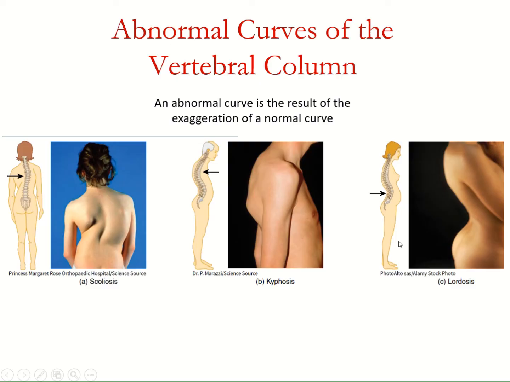In some cases, there could be a combination of these abnormal curves, like in kyphoscoliosis, wherein there is an exaggerated curving of the patient who is arching forward and at the same time has an abnormal curve towards the lateral portion, kyphoscoliosis.